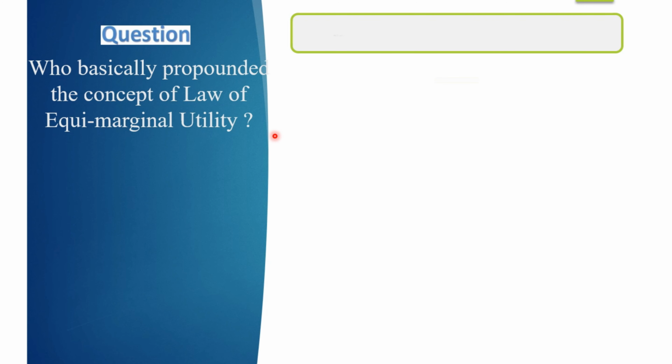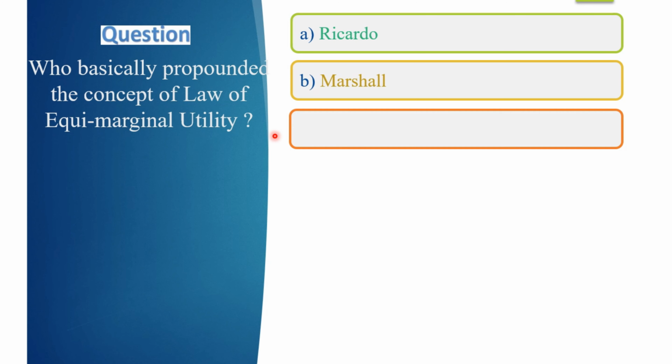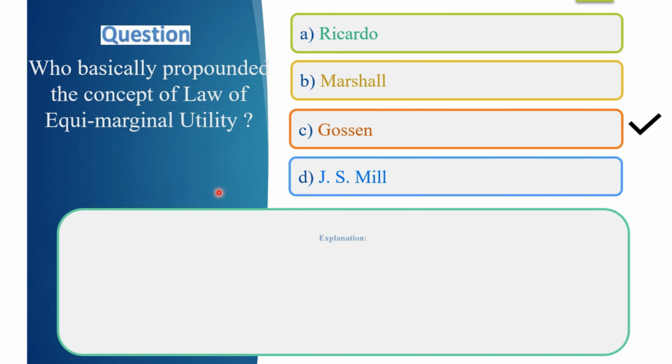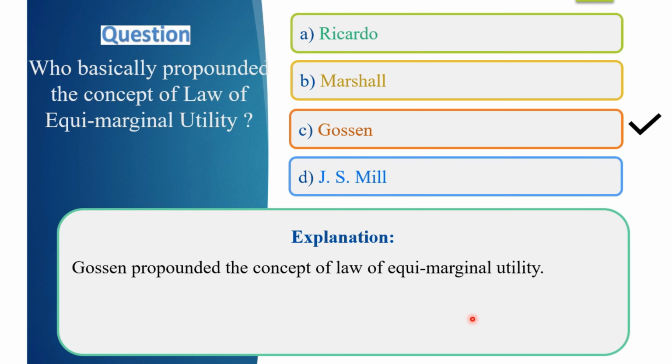Our next question is, who basically propounded the concept of the law of equimarginal utility? समसीमांत उपयोगिता के नियम की अवधारणा को मूल रूप से किसने प्रतिपादित किया? So the options are, option number 1 Ricardo, option number 2 Marshall, option number 3 Gossen, option number 4 J.S. Mill. So the correct answer is option number C, Gossen. Gossen propounded the concept of the law of equimarginal utility.